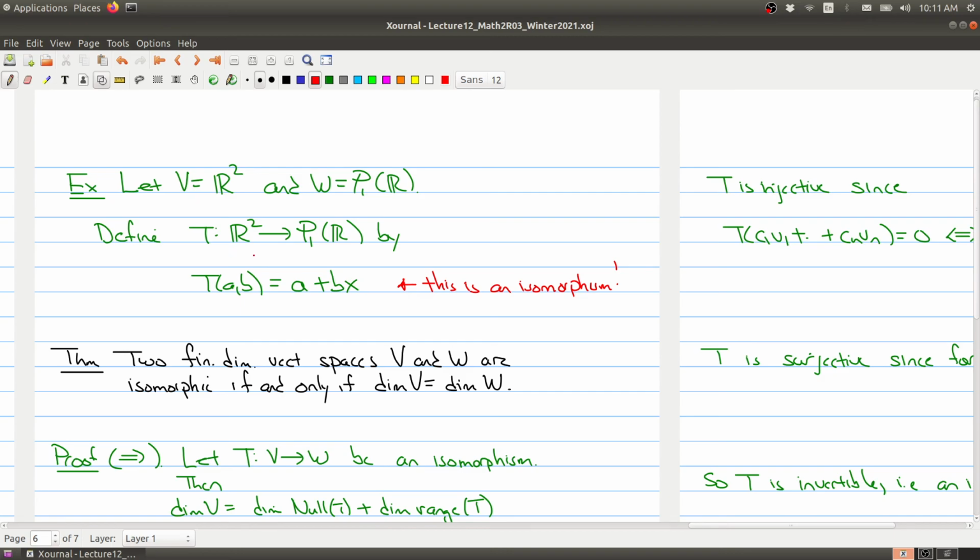So these two vector spaces R2 and P1R are really the same vector space. The difference is how we're expressing it. Here we're using tuples, and here we're using polynomials. So in the next part, I'm going to give you a very useful theorem which allows us to quickly decide if two vector spaces are isomorphic.